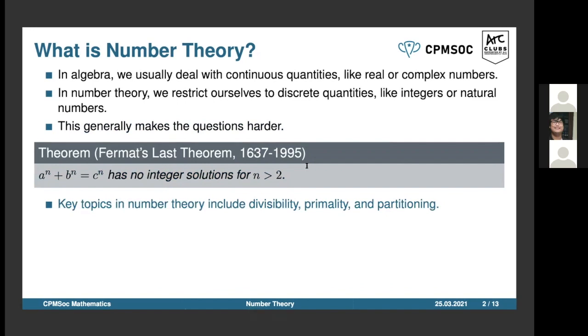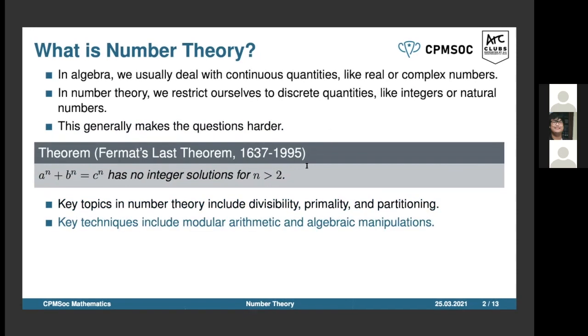So the main things we're going to cover today are divisibility, primality, and also Euler arithmetic. But there's also other things you can look at, like partitioning, which is looking at what numbers add up to a particular number. And also you'll find that there's a lot of algebra in number theory, but it's slightly different to how you would use algebra in a continuous context, because it's not a continuous context.